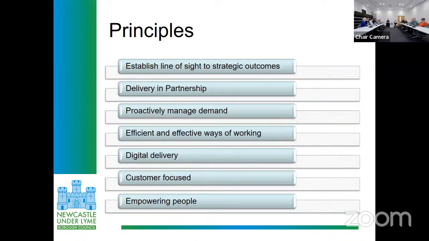We want to manage the demand, so making sure that we're not putting resource where it's not needed, but also actually enabling queries, questions, complaints even to be quickly managed without people having to approach us more than once. Efficiency and effective ways of working so that people aren't going around in circles and duplicating work. We know that we can actually do things cheaper and better if those processes are right and efficient. Digital delivery to support all of that. So, improving the website, making sure people have access to the right systems in their work.